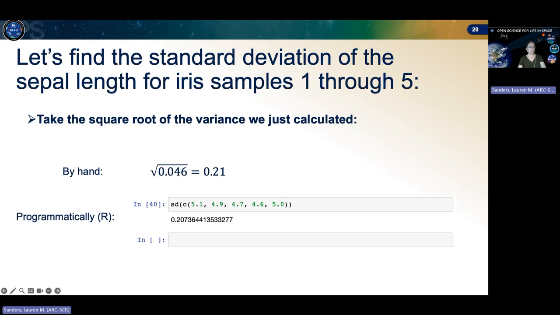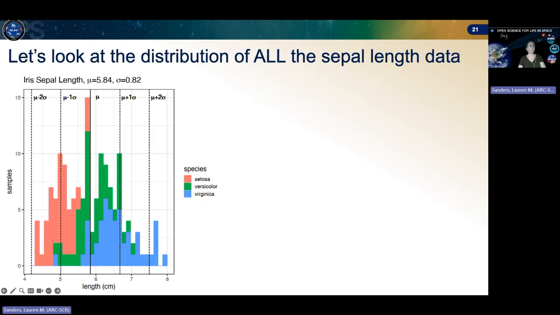And to put this into practice a little bit more, let's look at the distribution of all of the sepal length data to kind of see how standard deviation is useful. So for iris sepal length, or the entire iris data set, the mean sepal length is 5.84, so that's right here in the middle. And the standard deviation is 0.82. So you can see some of the data is 1 standard deviation away from the mean in either direction, or 2 standard deviations away from the mean, or a little bit more in either direction.